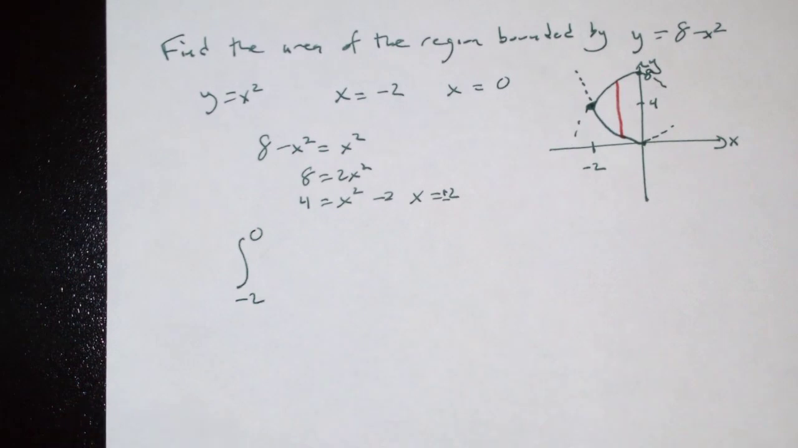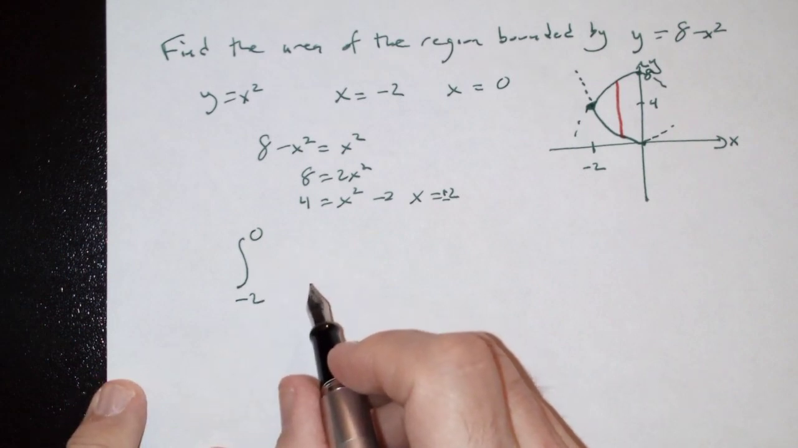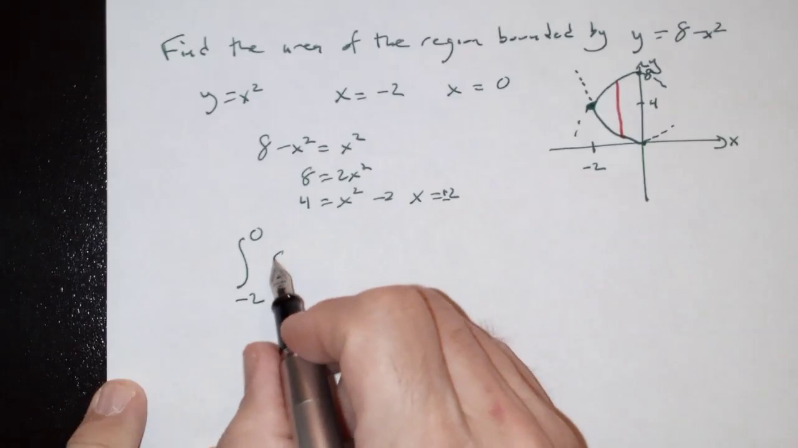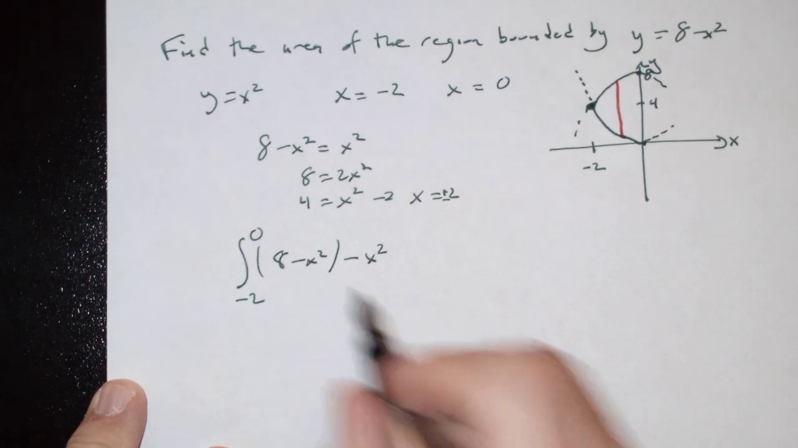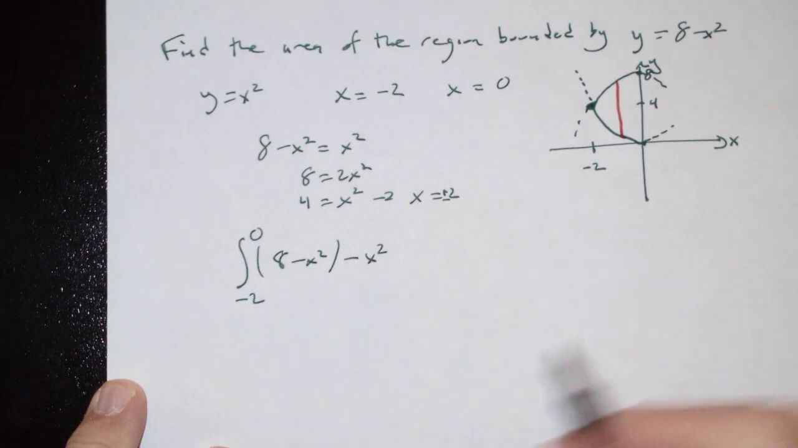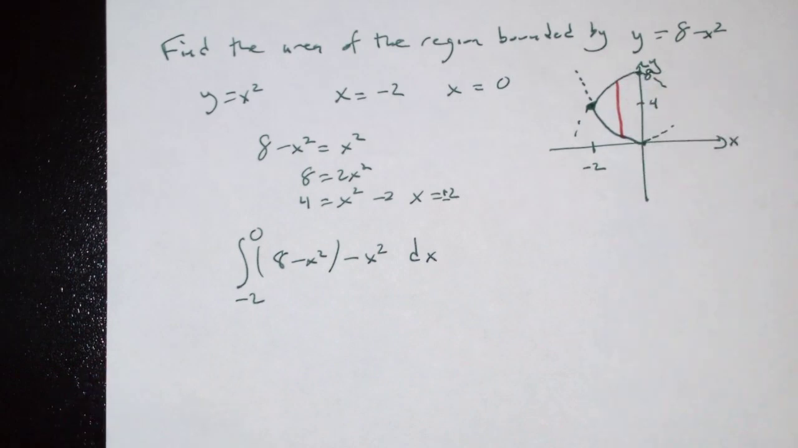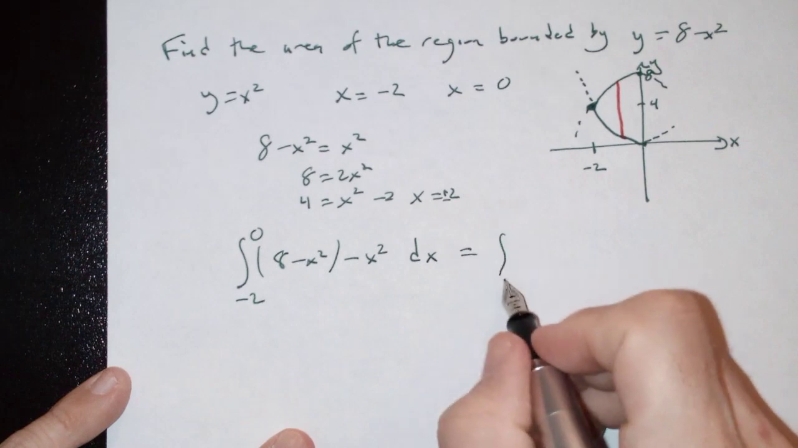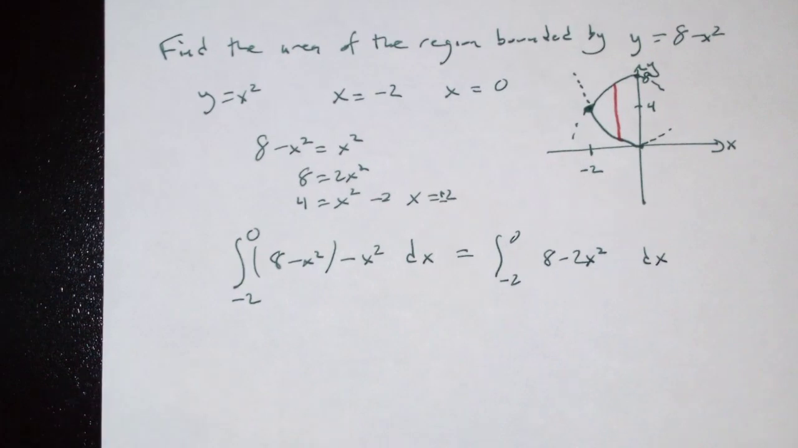What about the integrand? What am I integrating? I'm going to put these parentheses in just for the hell of it, but it's top minus bottom. Exactly like I've indicated right here. Great. That simplifies to 8 minus 2x squared. And I'm good to go. I know how to integrate this.